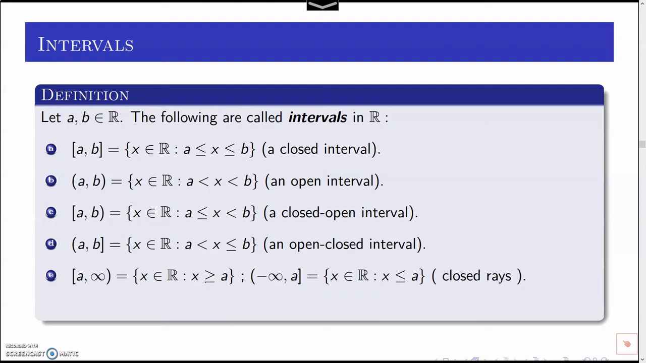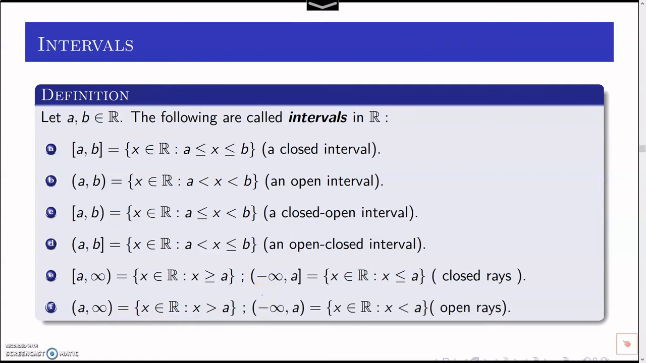In the same way, we can have open rays also, wherein the point a is not included. So all real numbers x which are bigger than a will be coming in this interval a comma infinity, and in the same way minus infinity comma a you can define, and these two are called open rays.